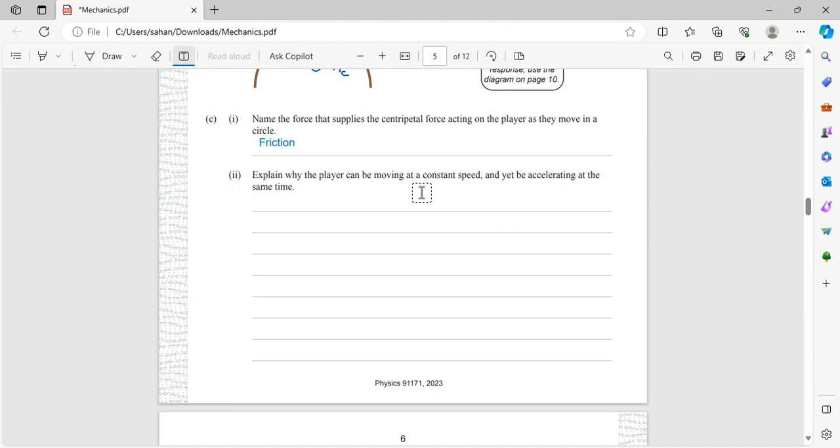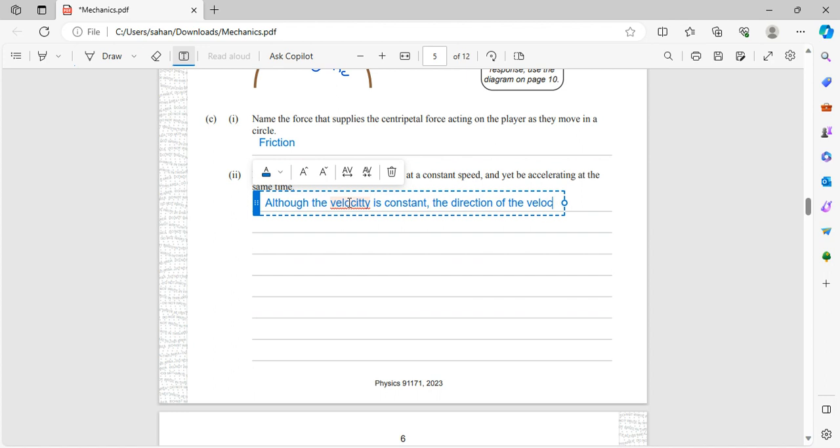Okay, so this is a classic question where they ask you, why is it accelerating even though it's at a constant speed? I'm just going to answer that in real quick terms. This is usually a merit question. So, although the speed is constant, the direction of the velocity is always changing. This means there must be acceleration.